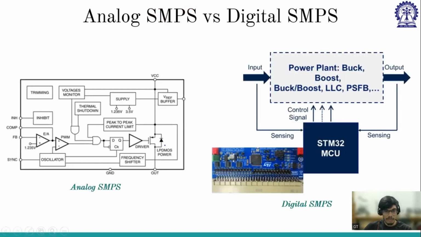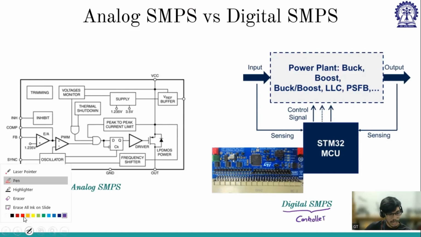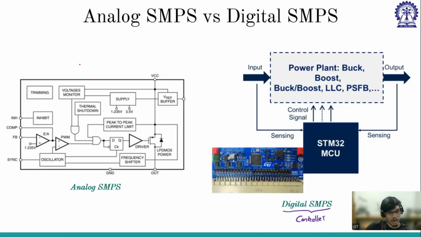So now if we talk about analog switch mode power supply as well as digital switch mode power supply, digital switch mode power supply means basically the controller that we are considering for this power supply is digital. So if you consider an analog power supply or analog controller, what happens is everything is in the hardware.